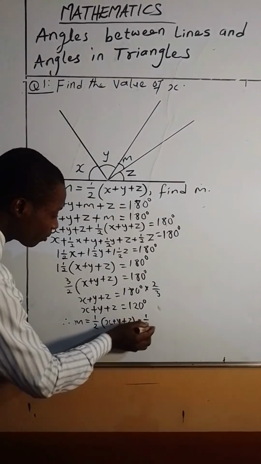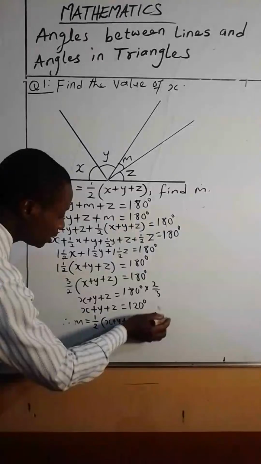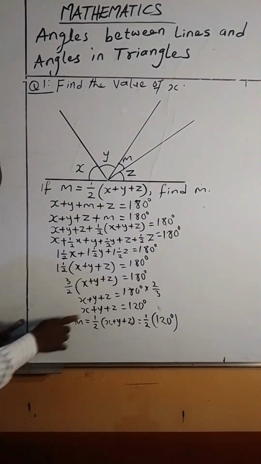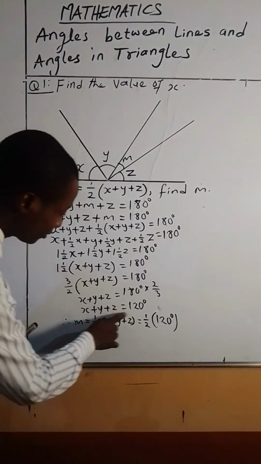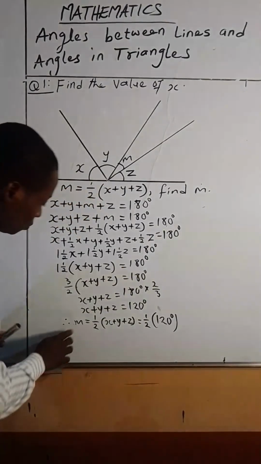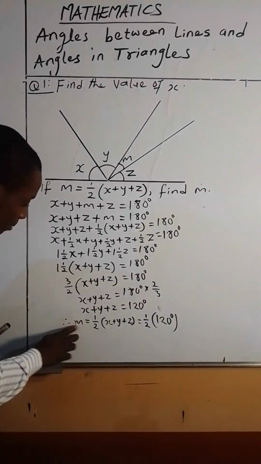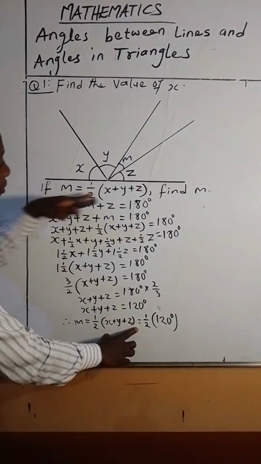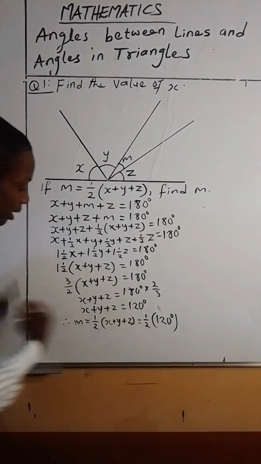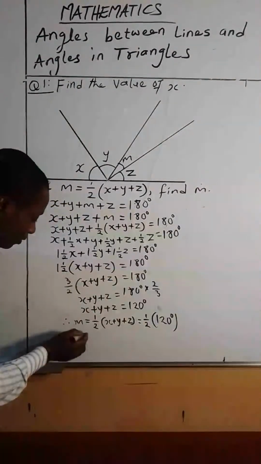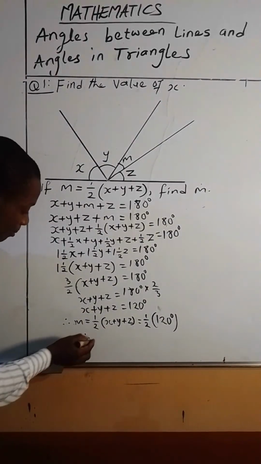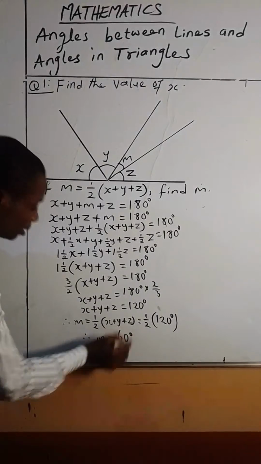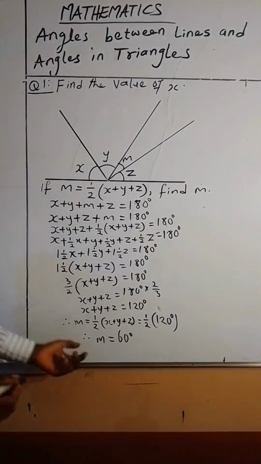Half of 120 degrees. Because look at it, x plus y plus z is equal to 180 degrees. So the implication is that m is now half of this, as written here. And it therefore means that m is equal to 60 degrees. That is what m is.